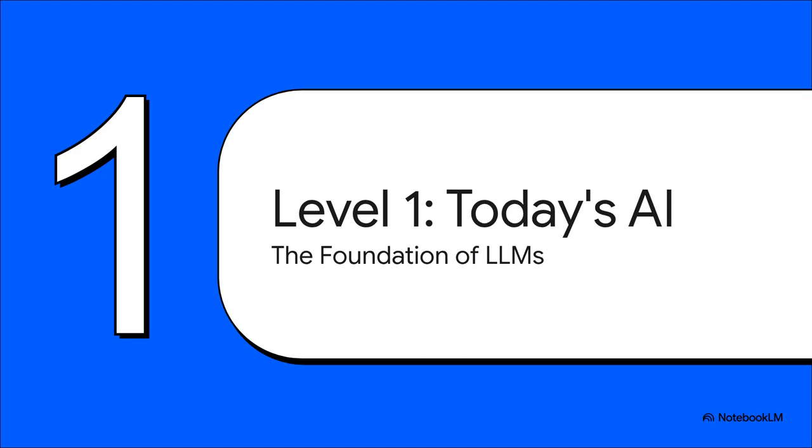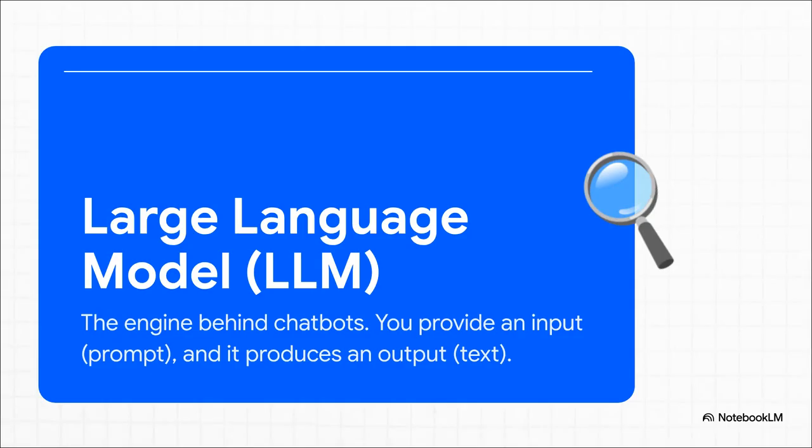All right, so to really get where this is all headed, we have to start at level 1, today's AI. And that means we have to talk about the foundation it's all built on, large language models, or LLMs. Think of an LLM as the engine inside something like ChatGPT. It's actually pretty straightforward. You give it an input, a prompt, and it spits out an output, just text, based on all the data it was trained on.